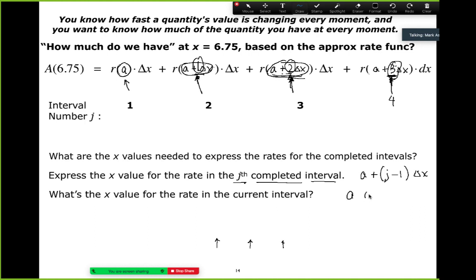So it's going to be the same pattern. If there's j total completed intervals, now we want to go to the current interval. How many intervals do we go across to get to the current interval? Is it just j? Yeah, j, right? All of them. You go across all the completed intervals, and then you start the current interval. So there's j completed, and j times delta x gets you to the start of the current interval. Is this making sense so far?